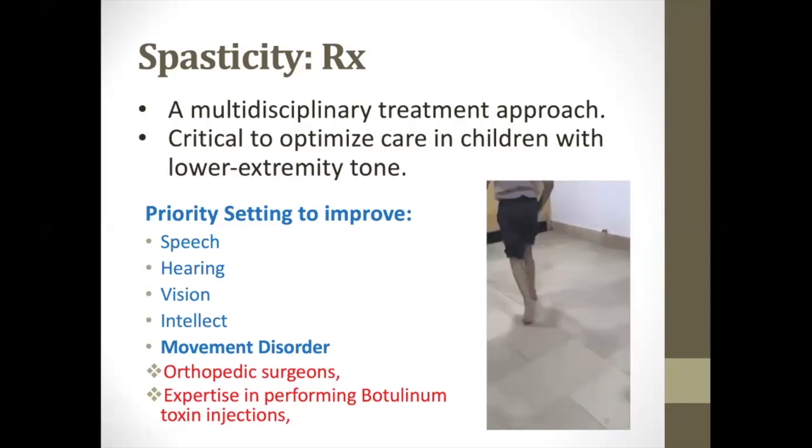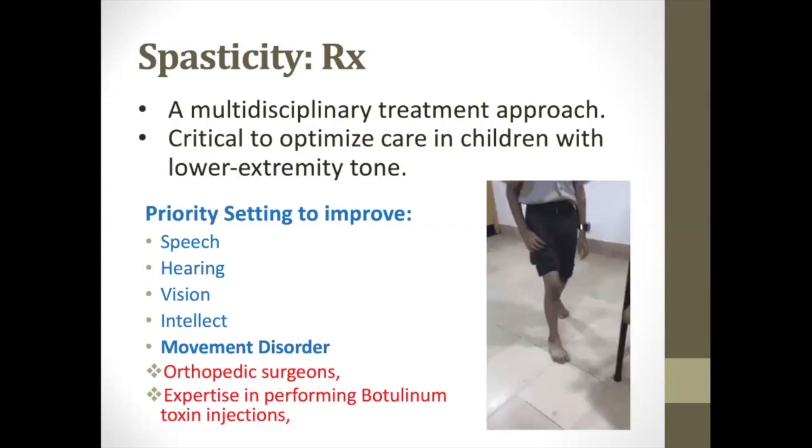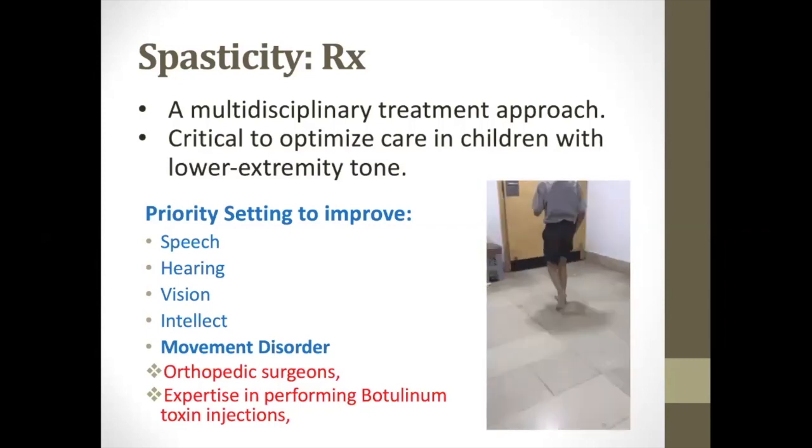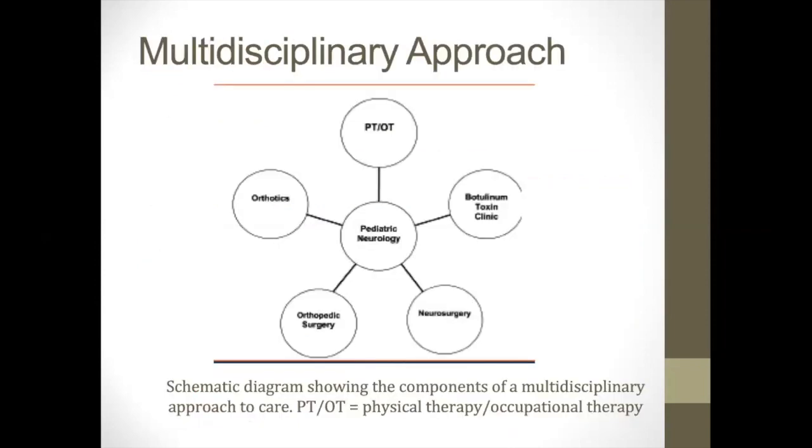When there is some disability and we need to improve the function of the patient, we need botulinum toxin or surgery, and that is again a group decision. The multidisciplinary team usually includes a physiotherapist, occupational therapist, orthotist, botulinum clinic, sometimes a neurosurgeon, and the orthopedic surgeon most of the time. Every time you need a consultation with these people, and the pediatric neurologist has the central pivotal role since the beginning.